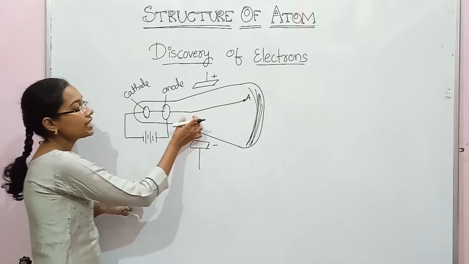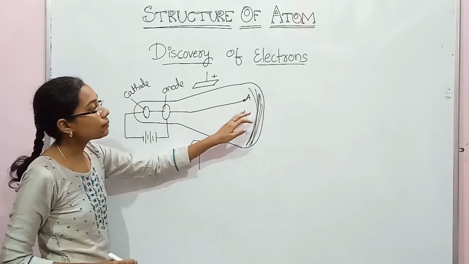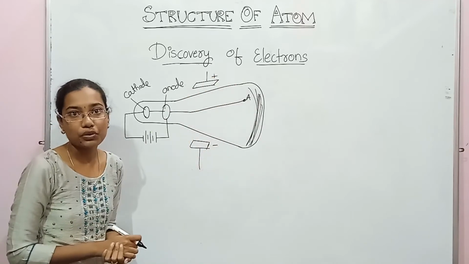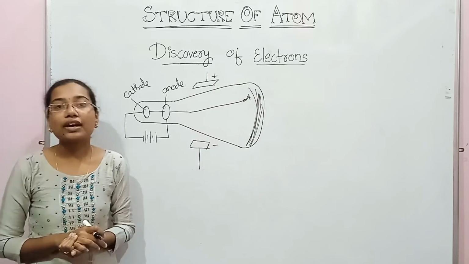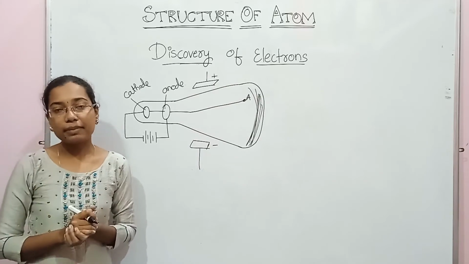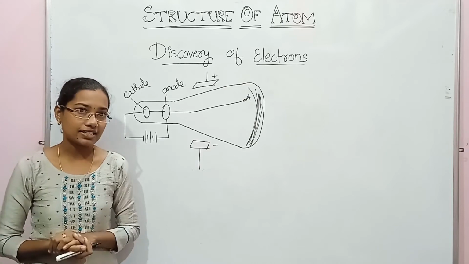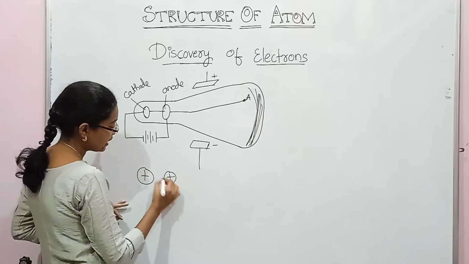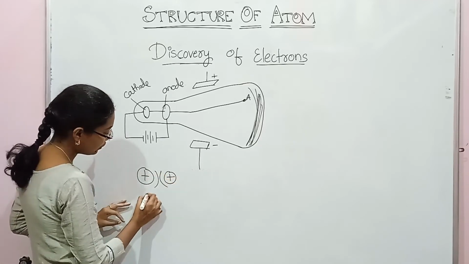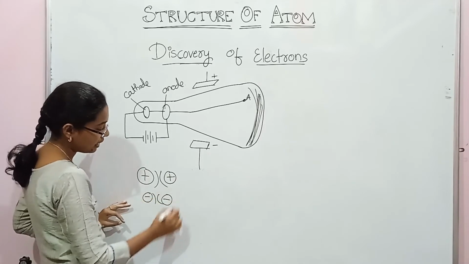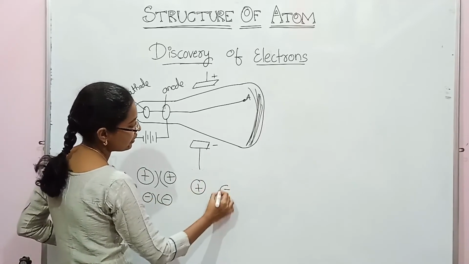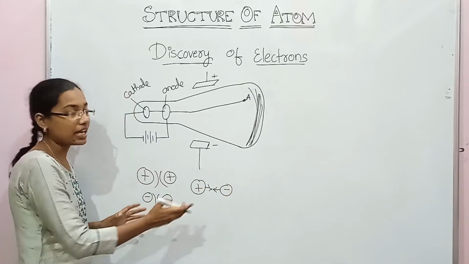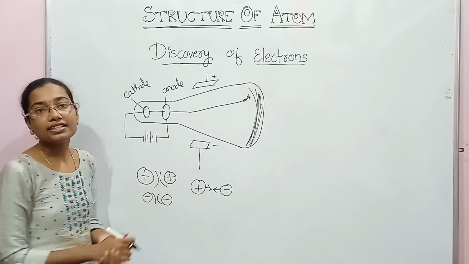Okay, the rays started deflecting to the A point. A point means here the rays started deflecting to the positive end. And one thing we have to know is, like charges repel each other and unlike charges attract each other. Like charges means if you take two positive charges, they repel. And if you take two negative charges also, they repel. But if you take one positive charge and one negative charge, they attract each other. This is the basic concept we have to know before going to this experiment.